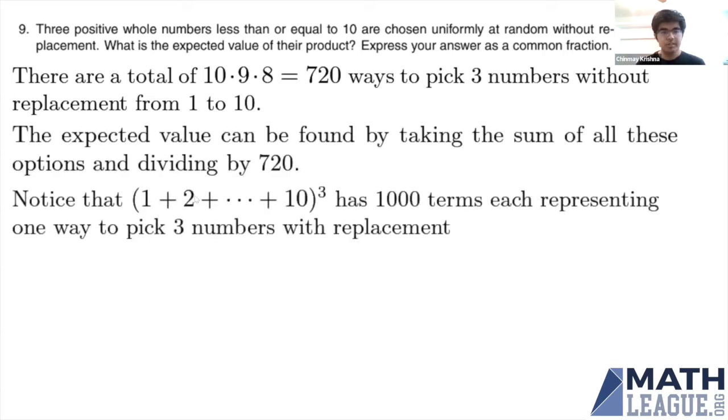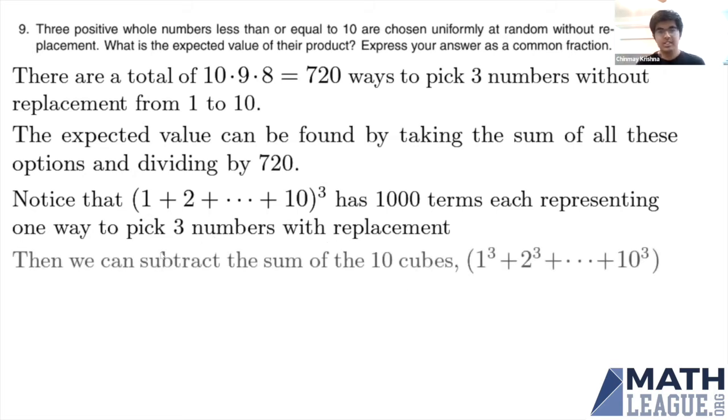So what we can first do is notice that when we expand out 1 plus 2 plus all the way up till 10 cubed, we have 1,000 terms, and each of them represents one way to pick 3 numbers, but it is with replacement. So we need to subtract off the remaining 280 that we don't want to include in our sum, since they have repeated terms. So it might have 2 ones, or it might be 3 of a certain number.